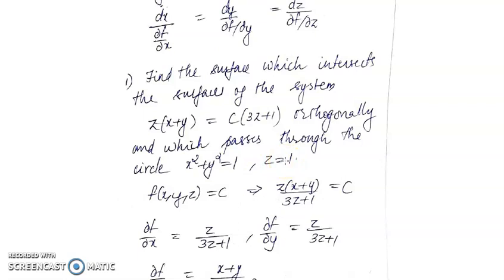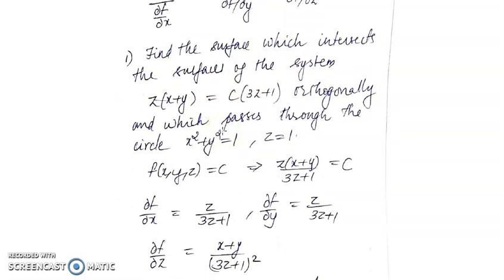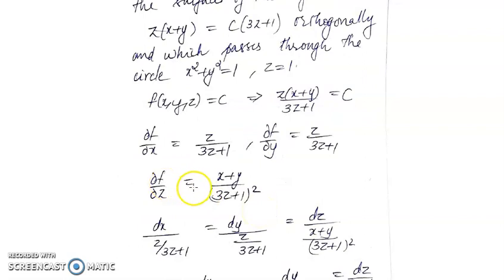Okay, so here f of x, y, z equal to c is this equation. So I am writing in that form. So z into x plus y by 3z plus 1 is equal to c. Now you calculate the derivatives, dou f by dou x, dou f by dou y and dou f by dou z. So dou f by dou x will be obtained as z by 3z plus 1, dou f by dou y is again z by 3z plus 1, and dou f by dou z is x plus y by 3z plus 1 whole square.